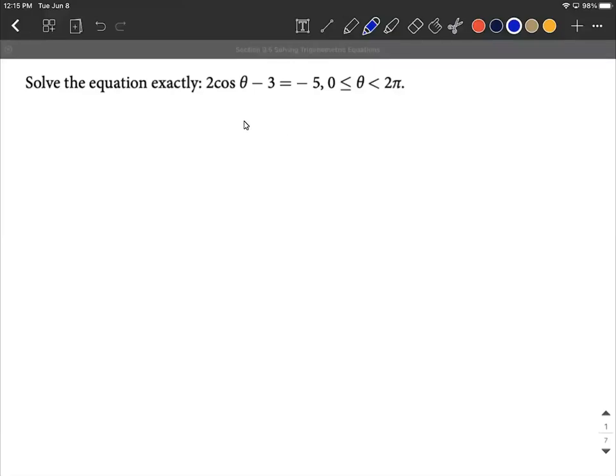Let's solve a trigonometric equation. This one's getting a little bit more difficult. So we have 2 cosine of theta minus 3 equals -5. And we want all the solutions for theta that lie in between 0 and 2 pi.